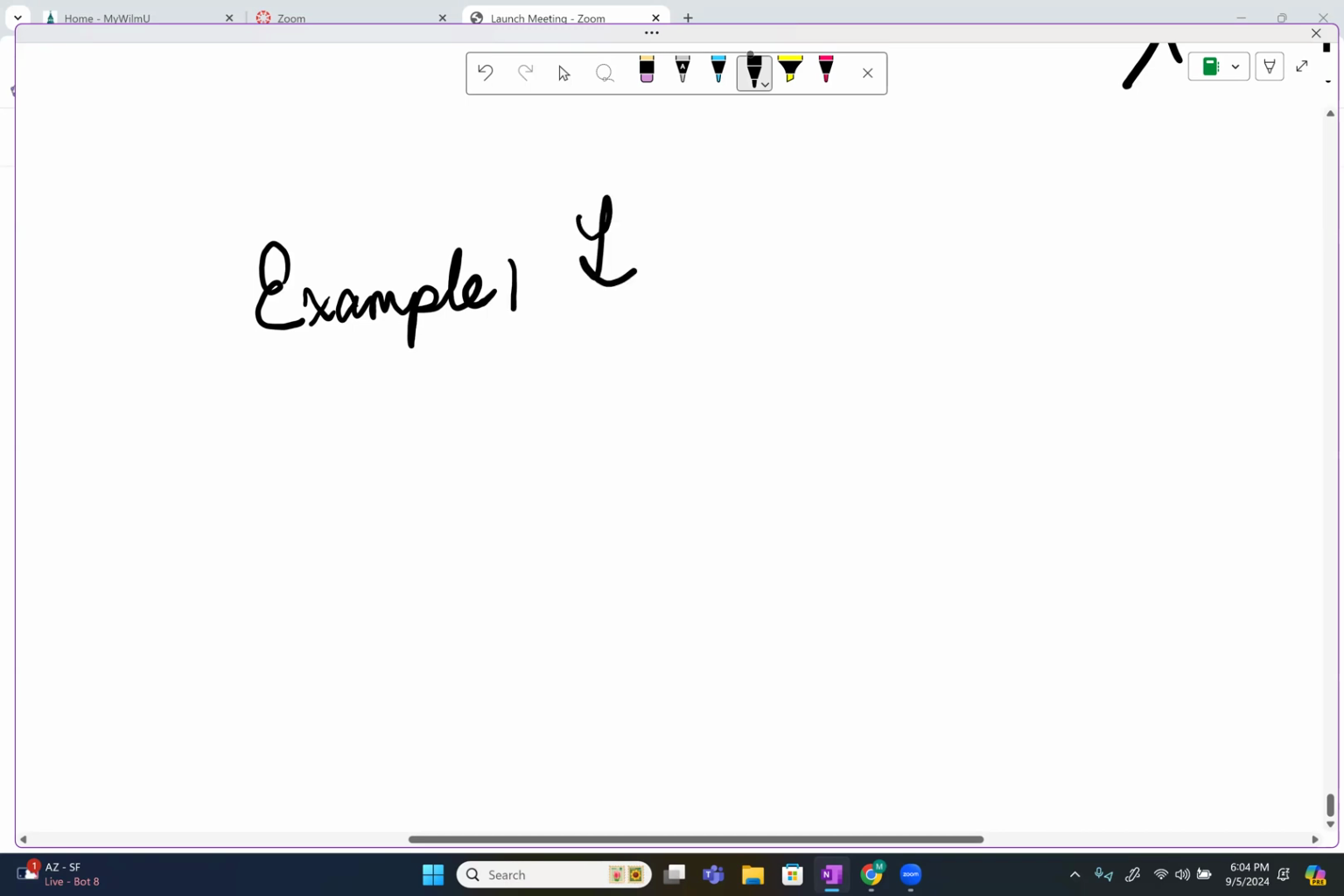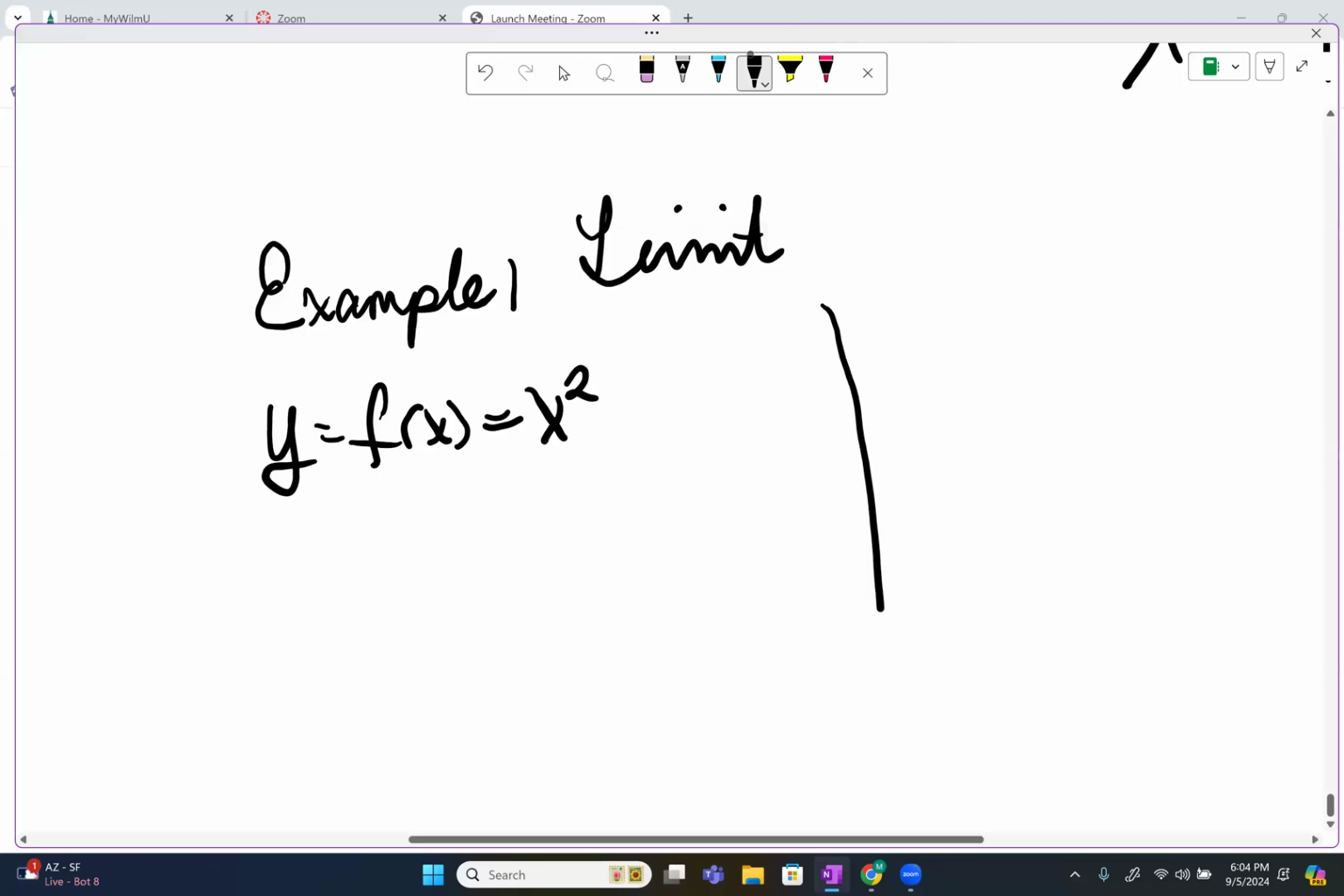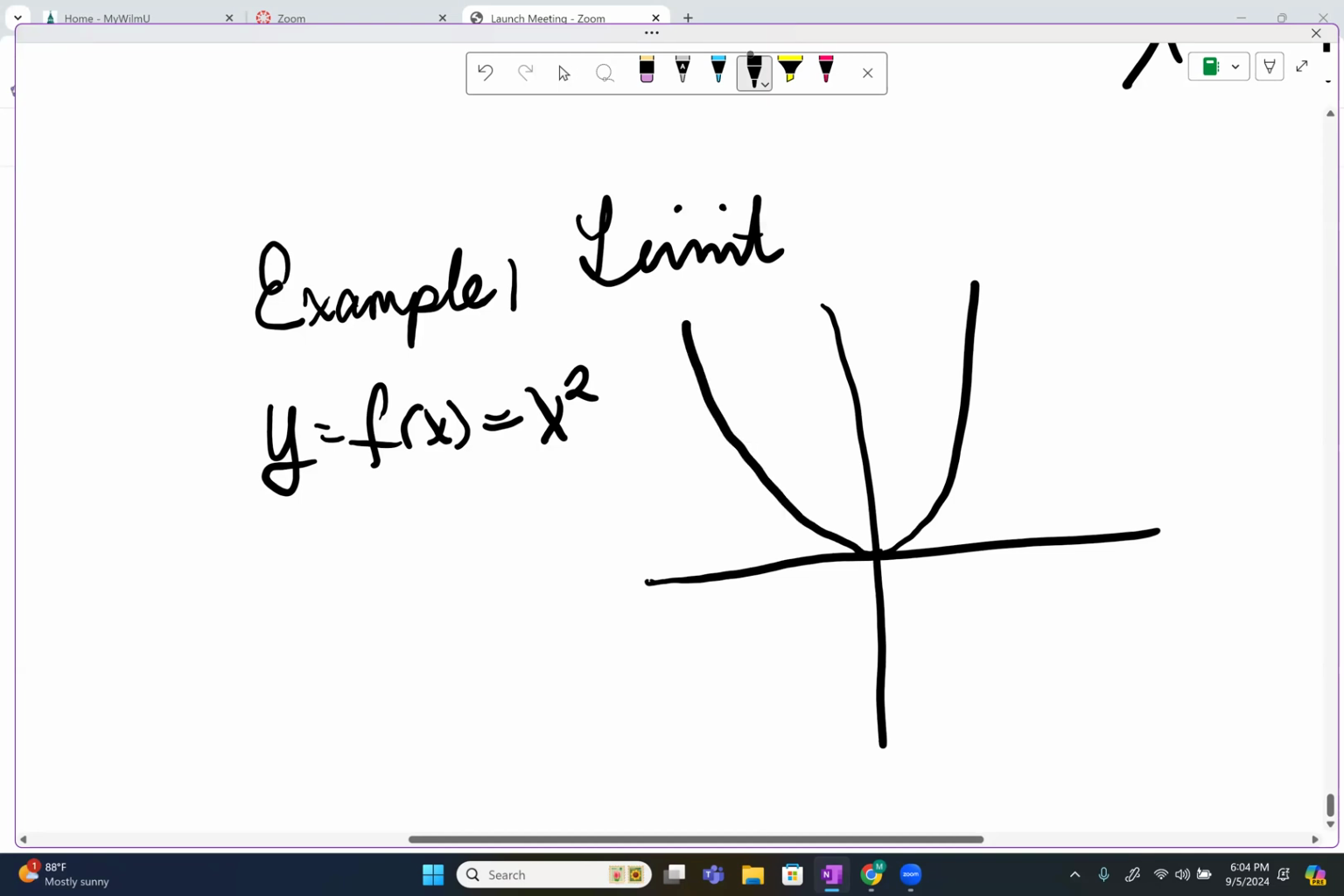Okay, so we're talking about limits today. And so the first thing we're going to do is something simple. We're going to call this example 1, and this is called limits, finding a limit. So in this case, I have y equals, or f of x equals x squared. If you think about x squared, it's basically a parabola, centered about 0, 0, going up on either side equidistantly.